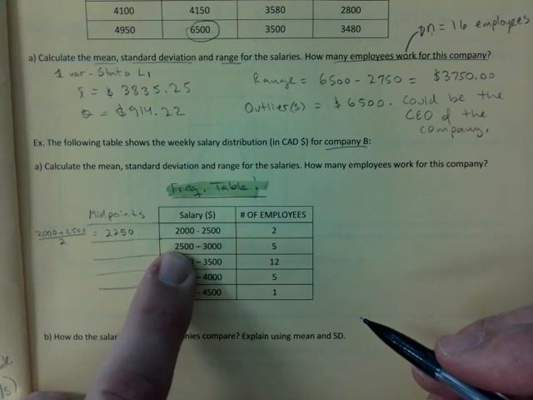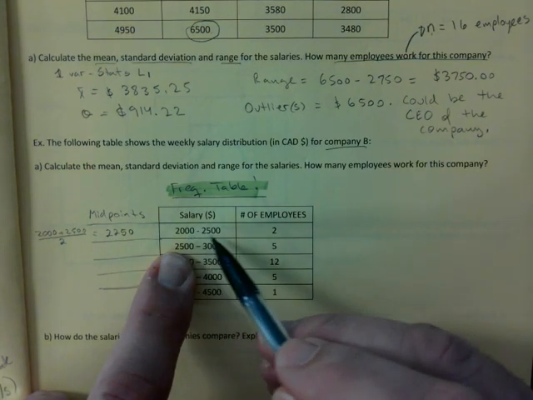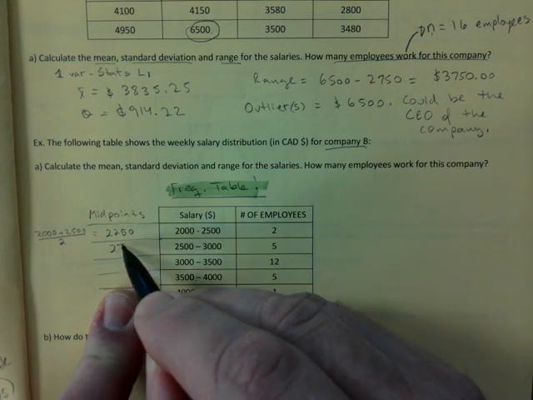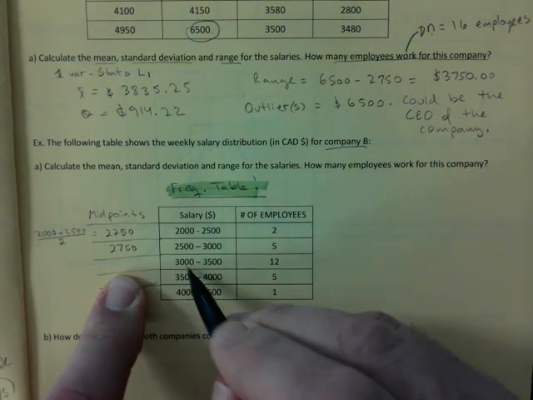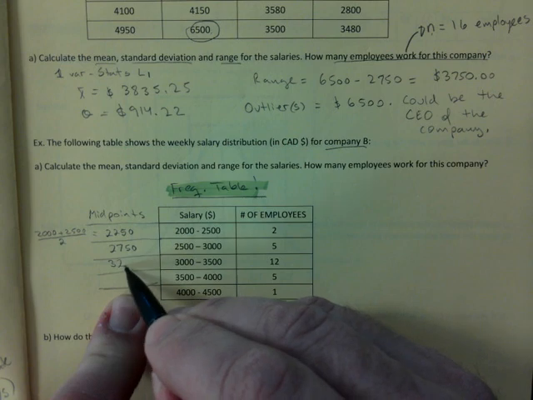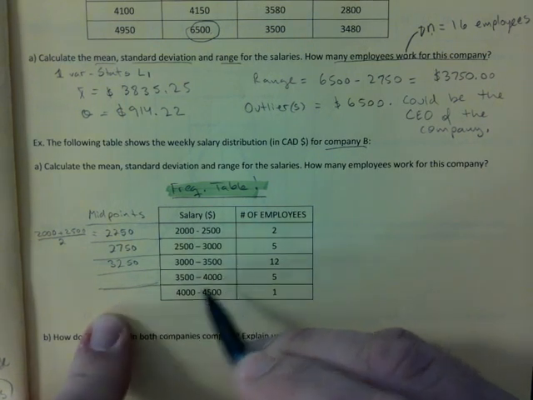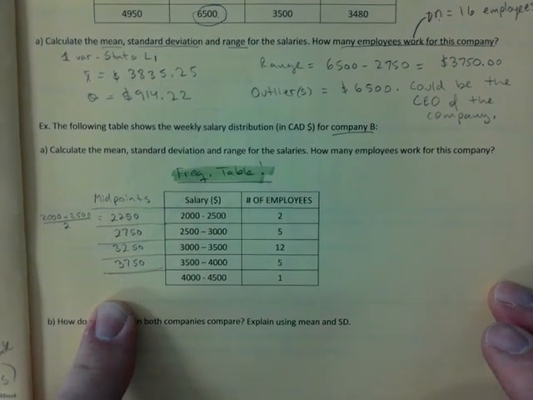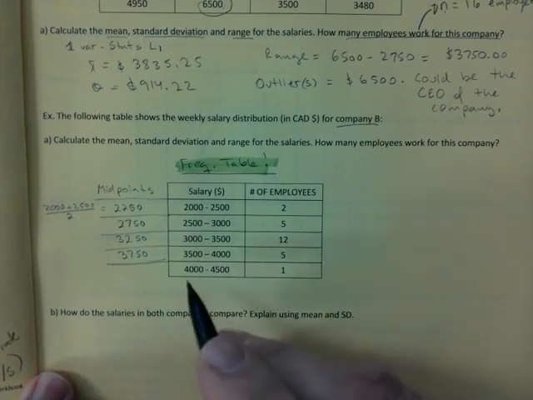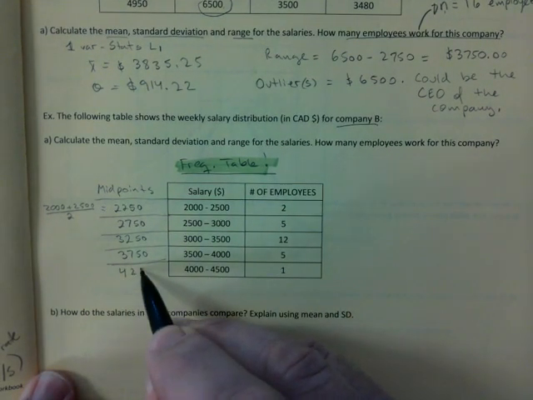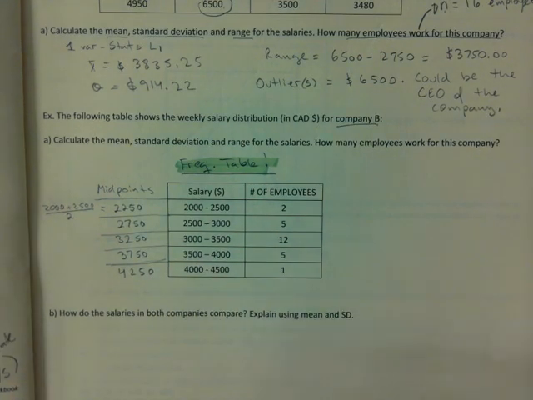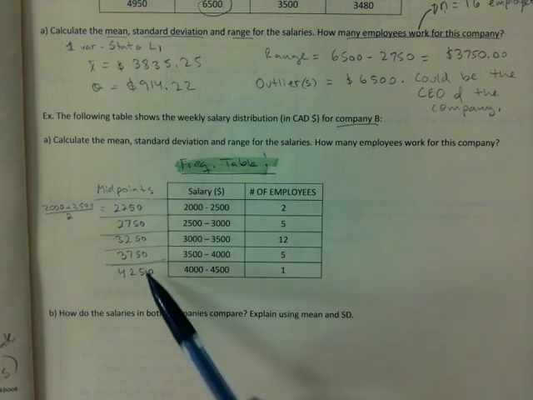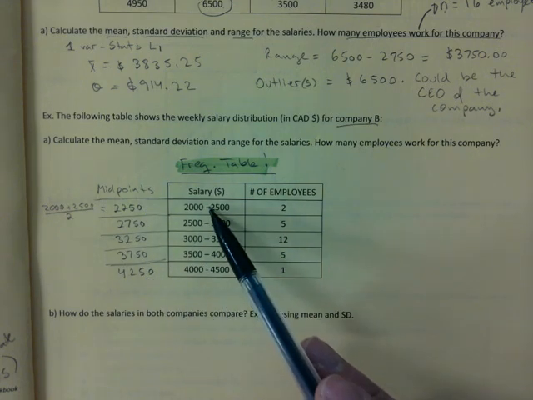You do the same, and it makes sense. It lies between these 2 values, right? And then the next one is 2,750. And then the next one is 3,250. And the next one is 3,750. And then this one is 4,250. So we keep on doing this to figure out the midpoints, the point in between the bar, so to speak.